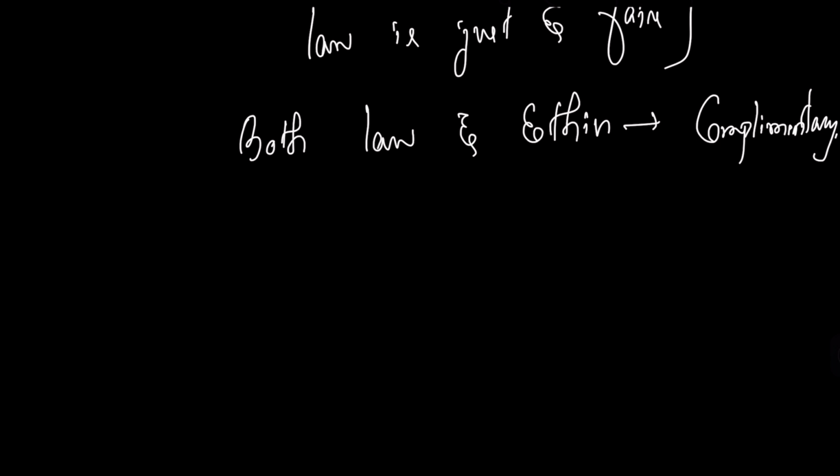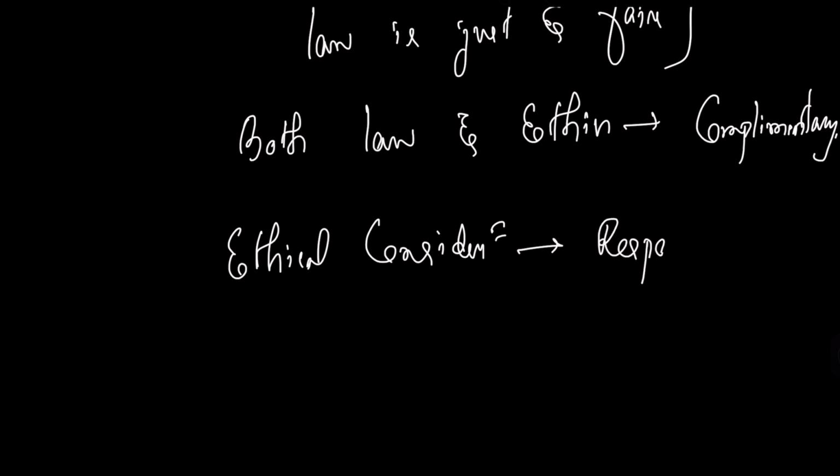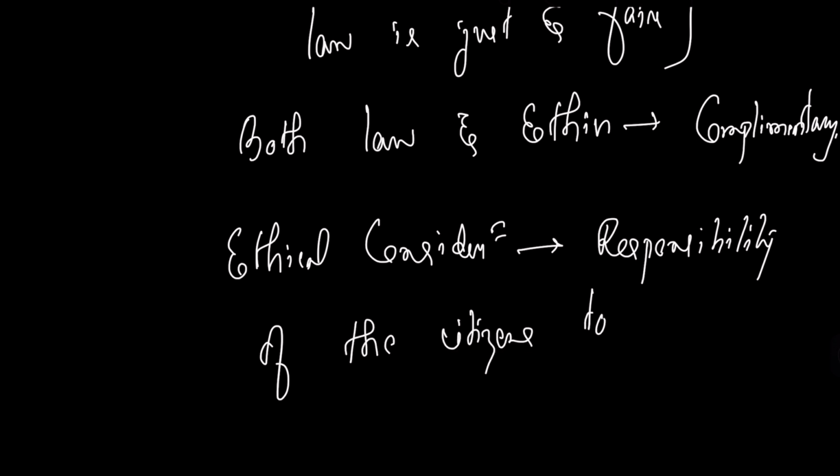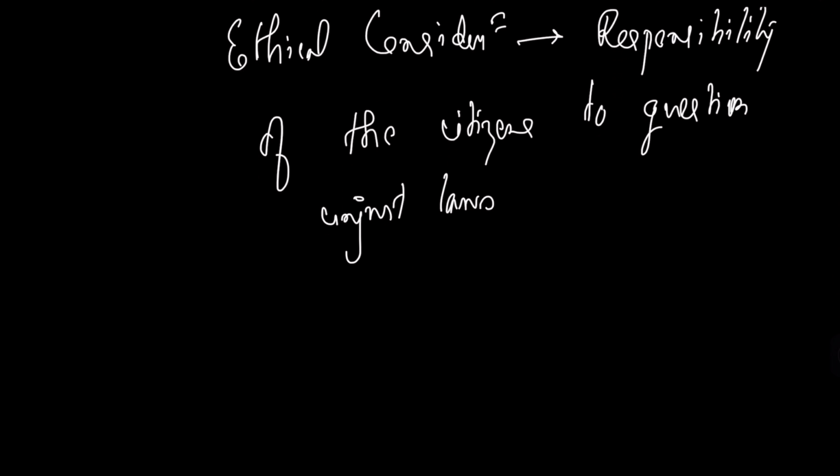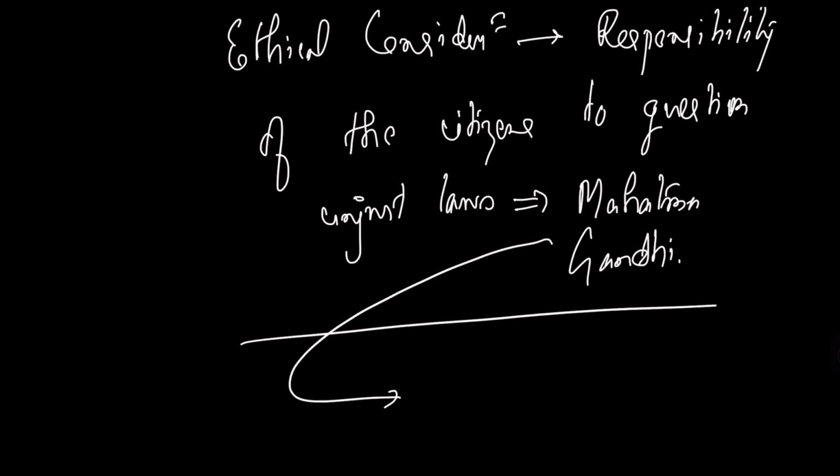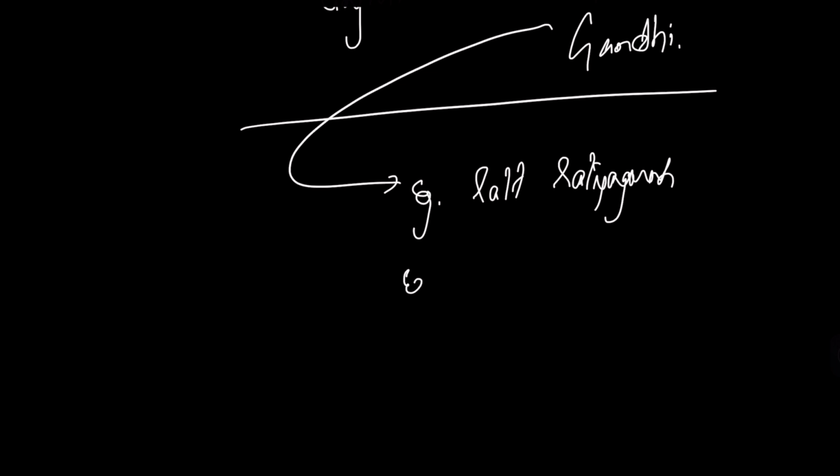However, some laws don't meet the standards of ethical consideration. So if laws don't meet ethical consideration, it is the responsibility of the citizens to question unjust laws. This was done by Mahatma Gandhi. Right. Here we can write about examples like the Salt Satyagraha, and in Assam, the Cunningham Circular of the British was opposed by the students.